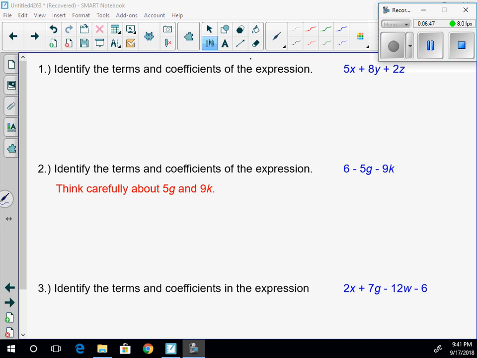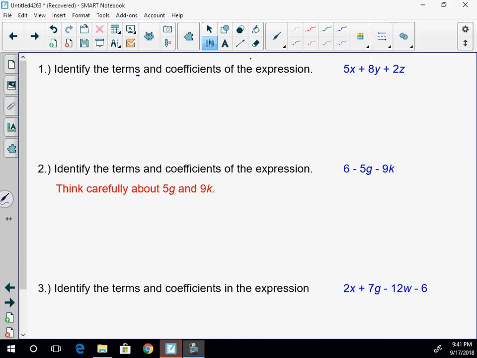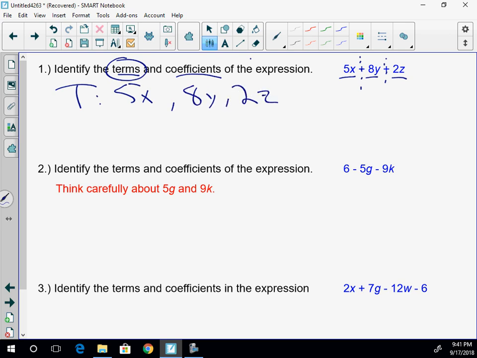All right, now we're going to do some practice of it. Identify the terms and coefficients of the expression. So I'm going to do the terms first, capital T. Remember, they're separated by addition and subtraction. So where is it? Here. And that creates my separation. So my terms are 5x, comma, 8y, comma, 2z.